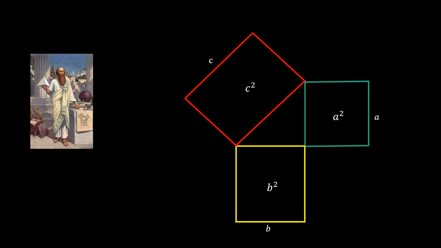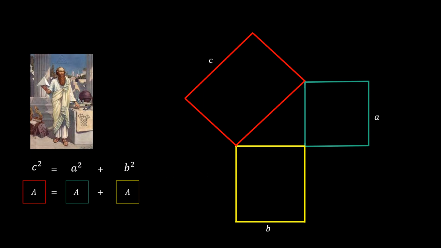So A power 2 is the area of the first one, which is the altitude square, B power 2 for the base square, and C power 2 for the hypotenuse square. Pythagoras found that the area of the red square equals the area of the altitude square plus the area of the yellow, which is the base square. That means C power 2, the area of the hypotenuse square, equals A power 2, the area of the altitude square, plus B power 2, the area of the base square.